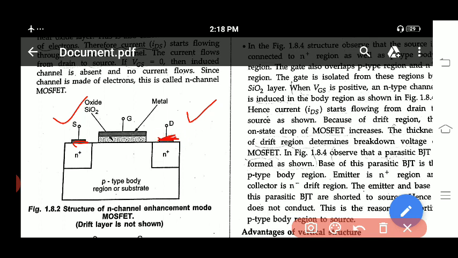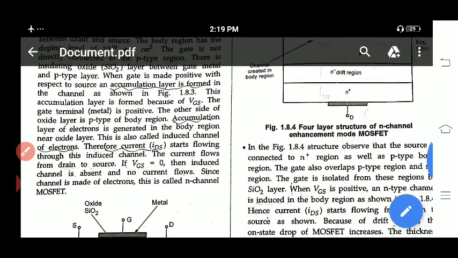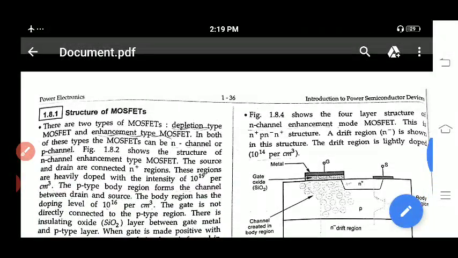And in this region, above this one, the SiO2 layer will be present. Here you have the SiO2 layer. Above this SiO2 layer, you have a metallic contact. From this metallic contact, the gate is connected. And we will see what explanation they have given.